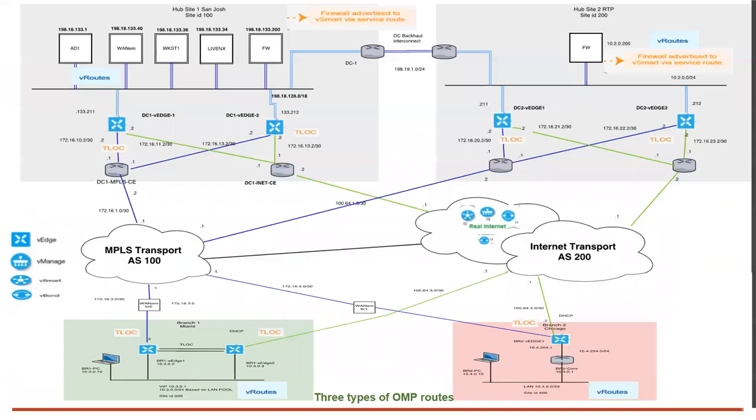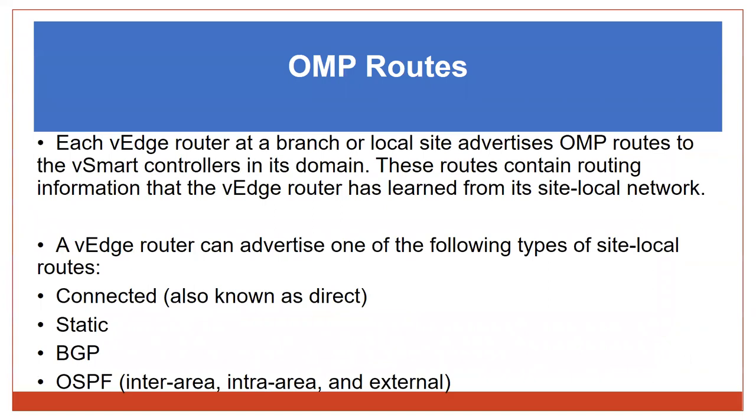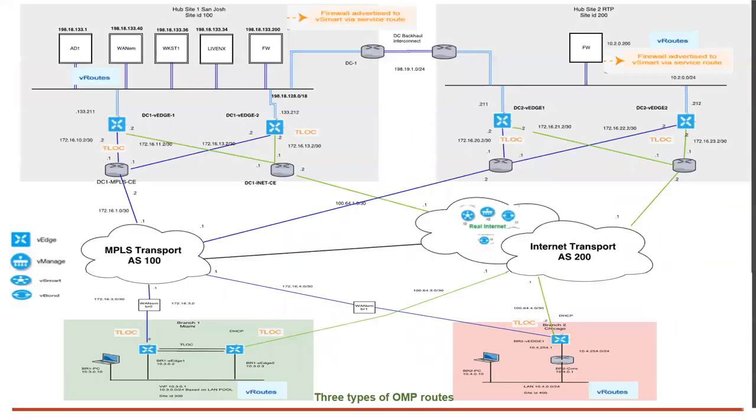All right, so let's continue. Let's understand more and more about OMP. The basic thing you already know: three different types of routes reach vSmart. Now, vSmart, as you were told, is working as a route reflector, so it will reflect those routes to all the peers.